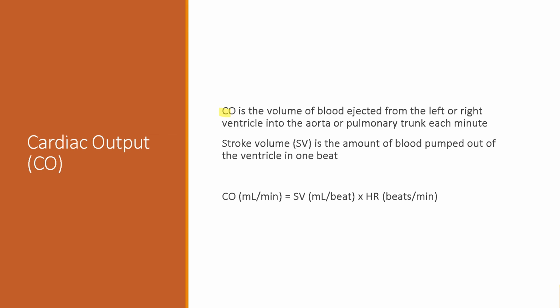Cardiac output, abbreviated CO, is the volume of blood ejected from the left ventricle or the right ventricle into the aorta or pulmonary trunk every minute. So this is going to be an important part of it. Cardiac output is based per minute. So cardiac output is going to equal the stroke volume, which is the volume of blood ejected by the ventricle during each contraction, multiplied by the heart rate, the number of beats per minute. When we do this multiplication, it gives us the cardiac output, which is the volume in milliliters ejected by a ventricle per minute.